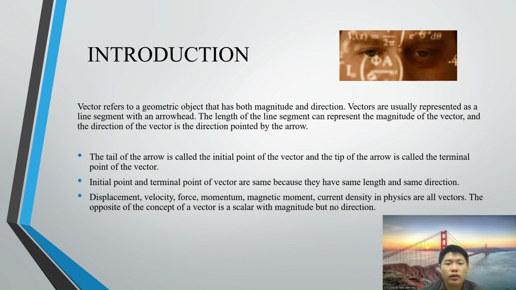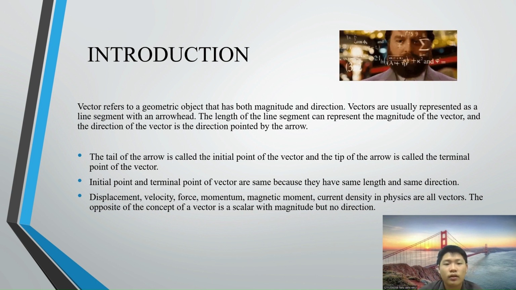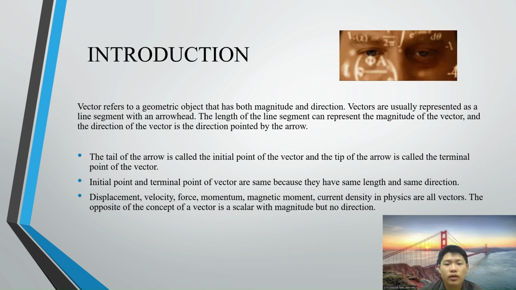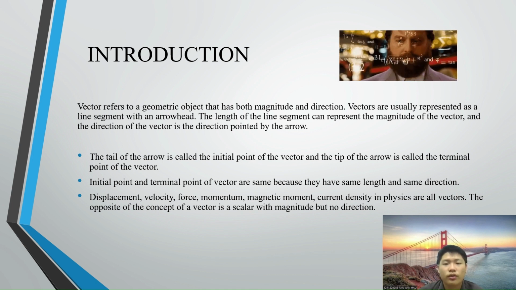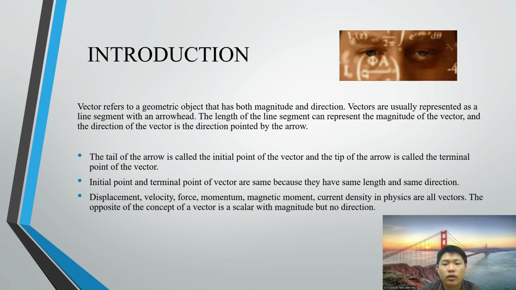The initial point and terminal point of a vector have the same length and same direction. Displacement, velocity, force, momentum, magnetic moment, and current density in physics are all vectors. The opposite of the concept of a vector is a scalar, with magnitude but no direction.